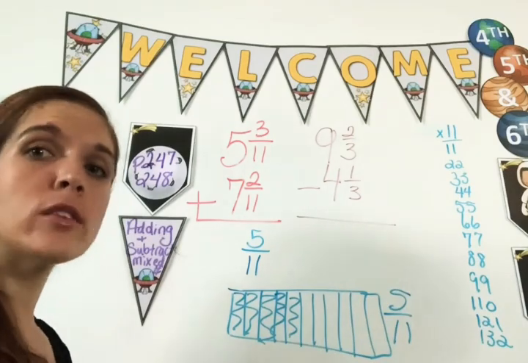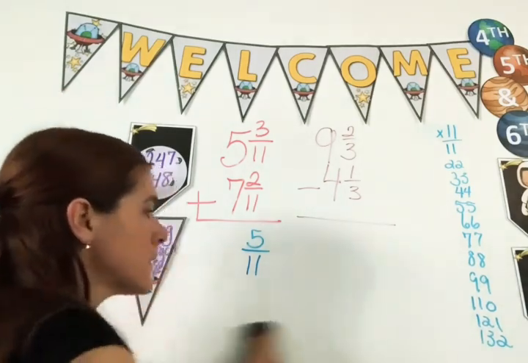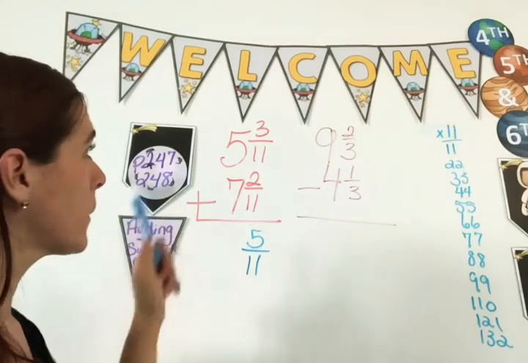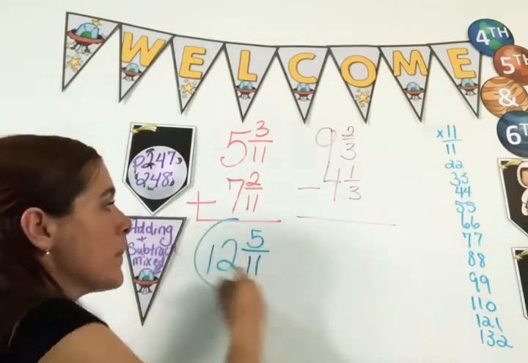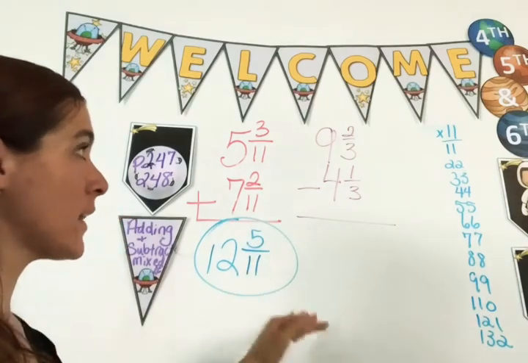Then what do our instructions tell us? It tells us to do the whole numbers. So here we go. 5 plus 7 is 12. So there's your answer for the mixed number: 12 and 5/11. Okay.